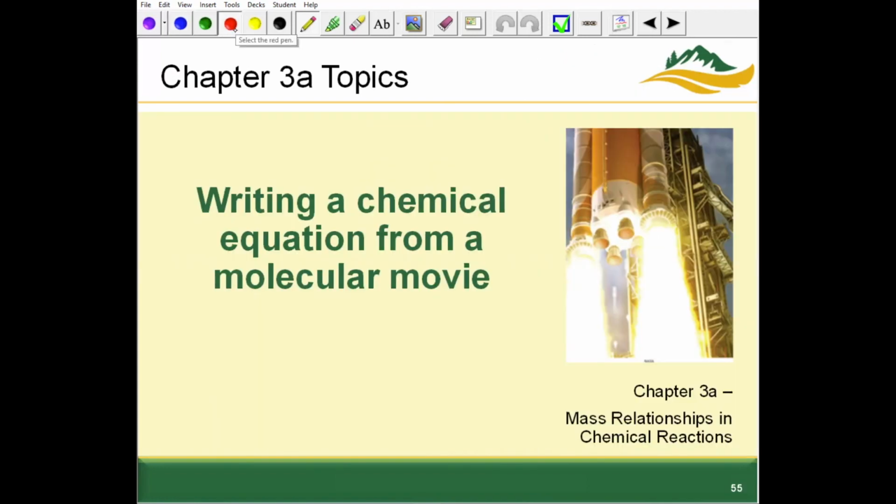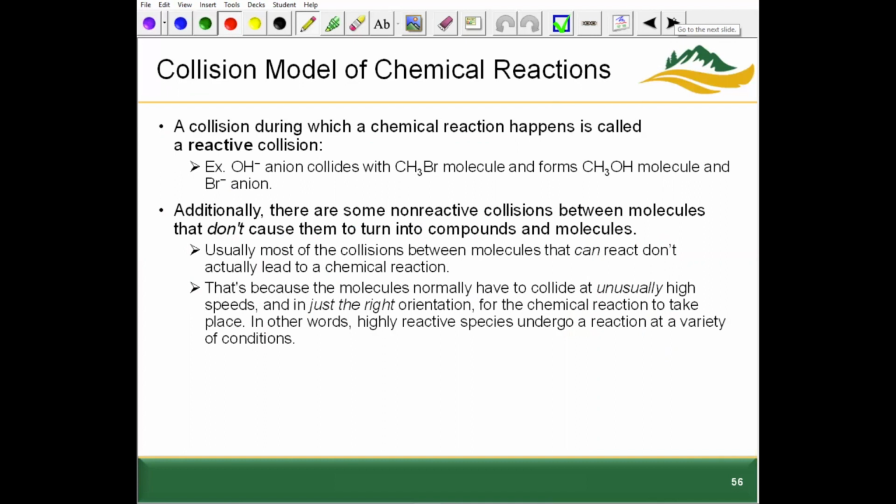Another topic you'll practice in ALEKS is writing a chemical equation from a molecular movie. For example, you might be able to see a collision happen where a chemical reaction has taken place. For example, a hydroxide anion, remember the name of this, collides with CH3Br. It could form this molecule and a bromide anion.